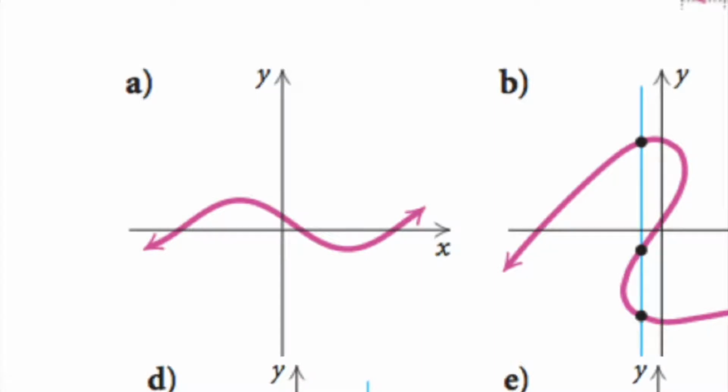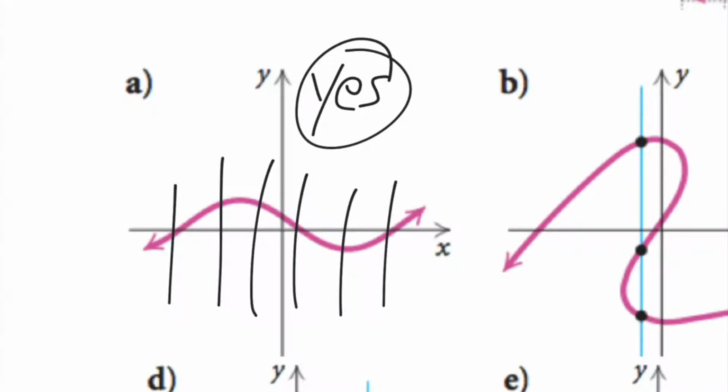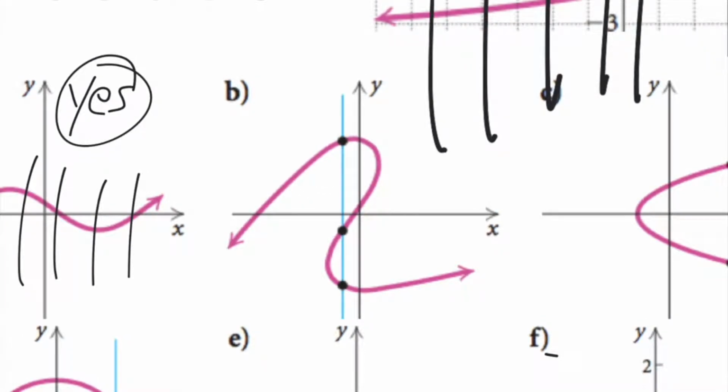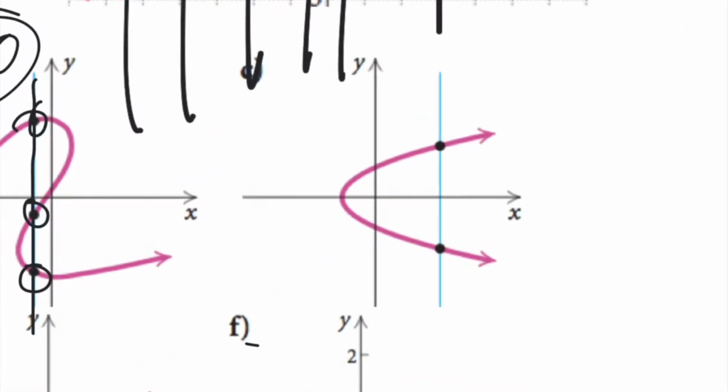So here, vertical line test. Is this a function? Let's find out. Vertical line. Yeah, it seems like every vertical line you could draw would only cut this at most 1 time. So yes, this is a function. Here, we've got a vertical line, and it cuts it 3 times. Therefore, it is not a function because of this. Right there. 1, 2, 3 times. So since it cuts the function more than once, it is not a function.